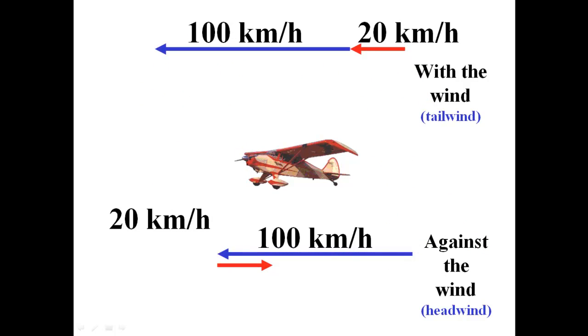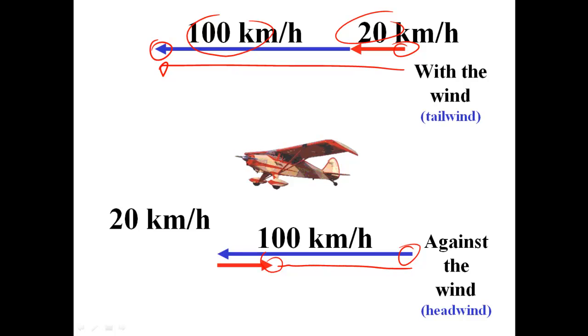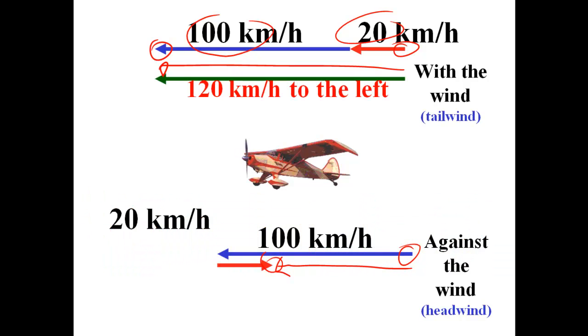With the top one, right? Exposed tail goes to the exposed head. The resultant is these two together, which would be 120 to the left. And exposed tail to the exposed head, here is your resultant right here, which should be 80.